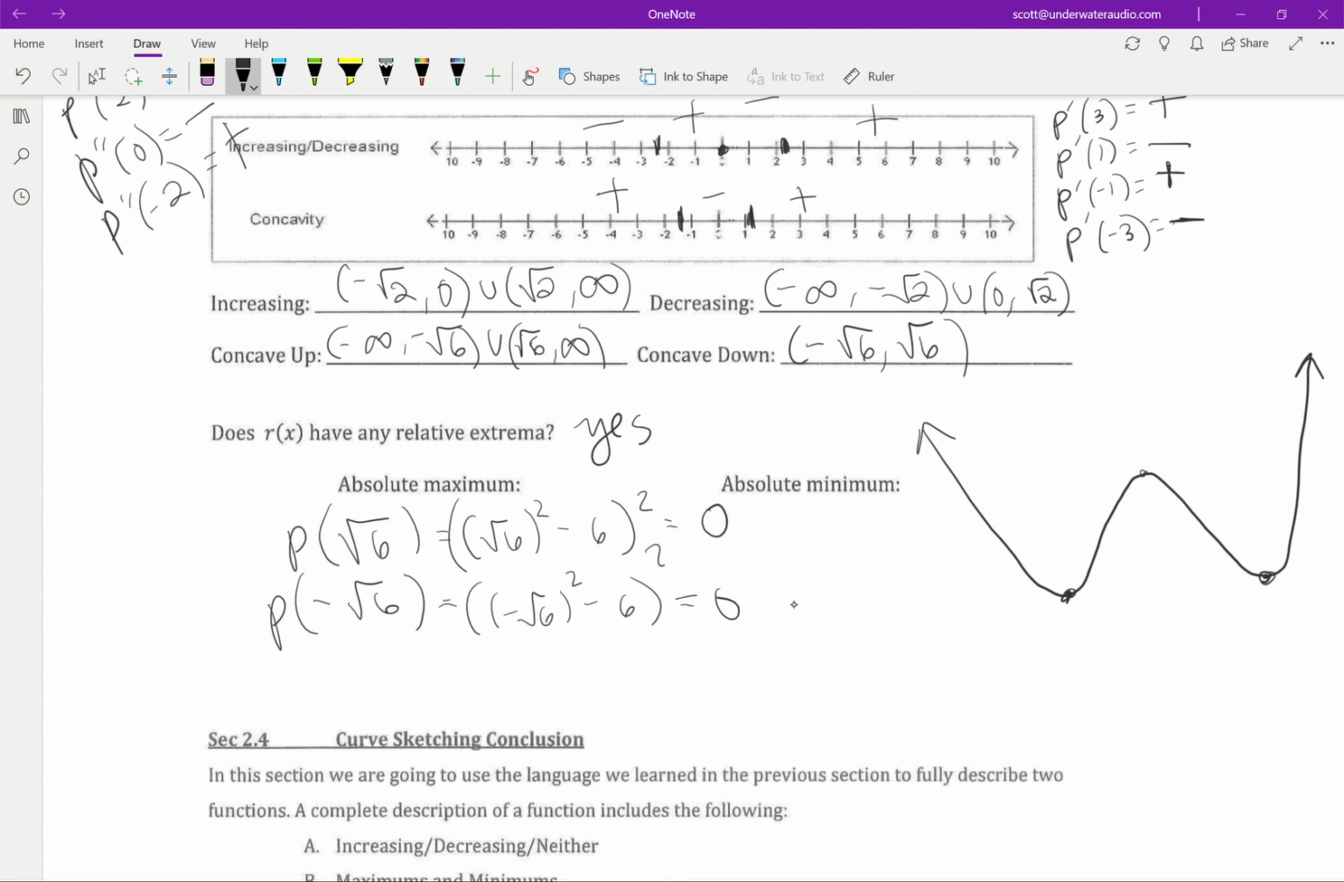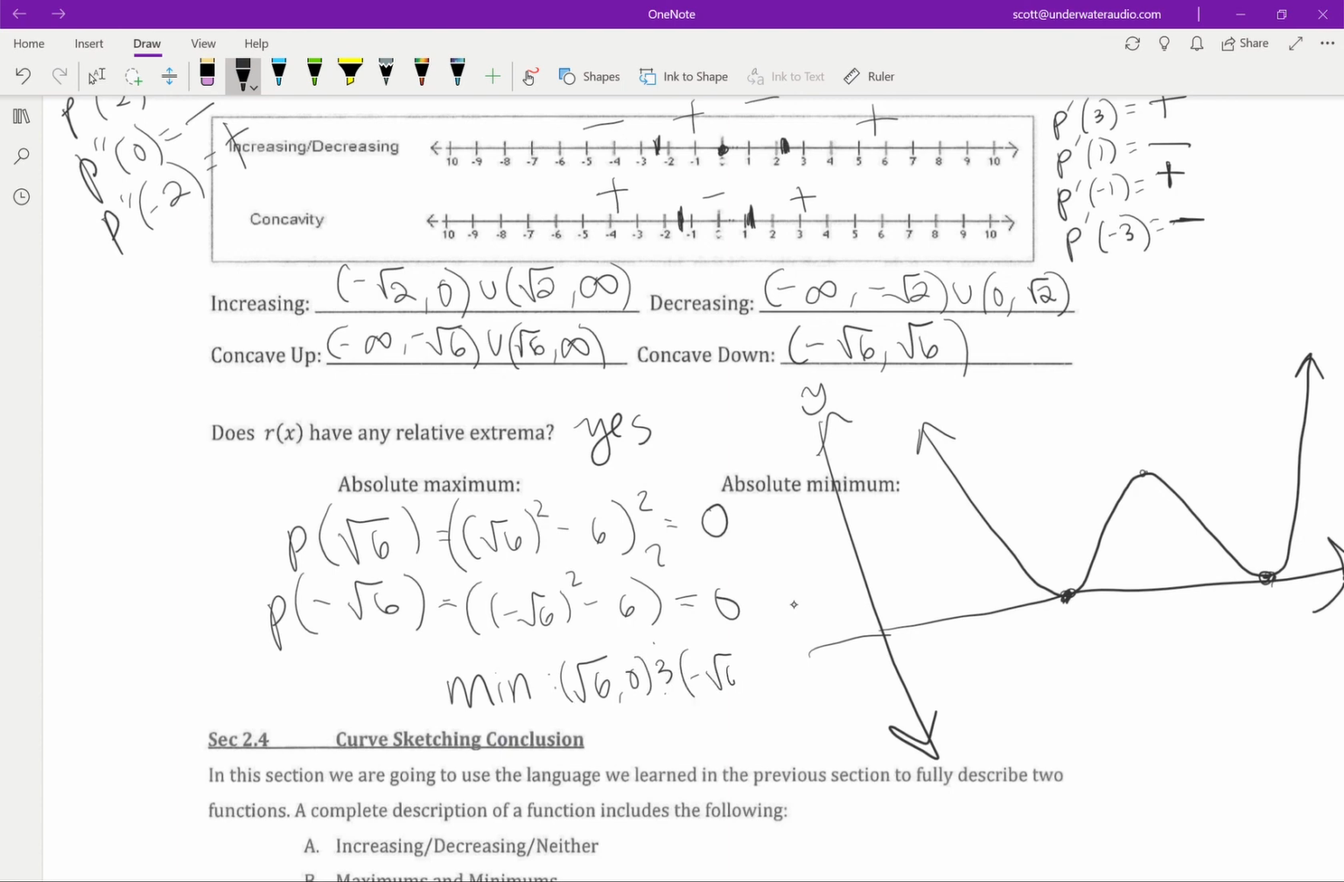So what that tells me is that, the way I've drawn this picture here, I'm trying to make it not so terrible, these minimums are on the x-axis. They have a height on the y-axis of 0. That's kind of cool that we know that and that they're the same height. So I think there is no absolute maximum, but there is an absolute minimum. There's actually two of them. One of them is at square root 6, 0. And the other one is at negative square root 6, 0. Kind of cool.